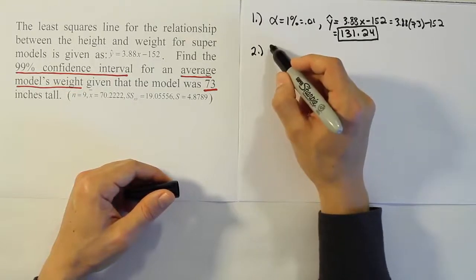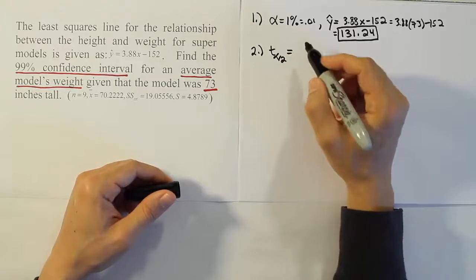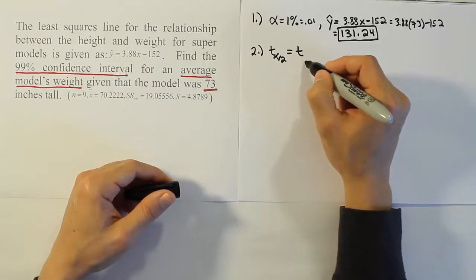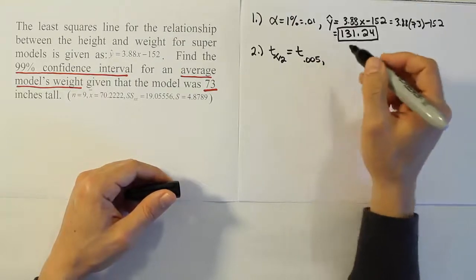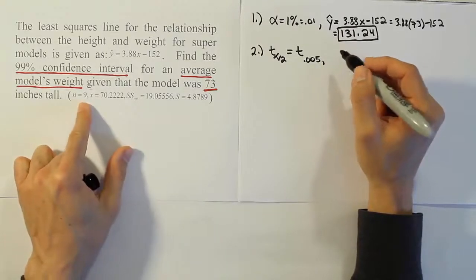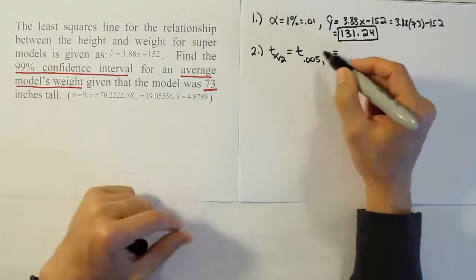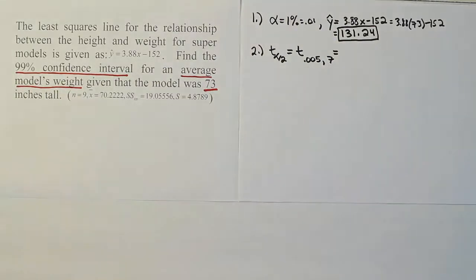Our next step is the t alpha divided by 2 step, to get our table value. In this case, alpha divided by 2 will be 0.01 divided in half, which is 0.005. And we're going to use degrees of freedom n minus 2. Here our n is 9. We're going to take away 2 from that, and we'll end up with 7. All right, let's go to our table now. Look up in the 0.005 column, 7 degrees of freedom, and that will give us our critical table value.